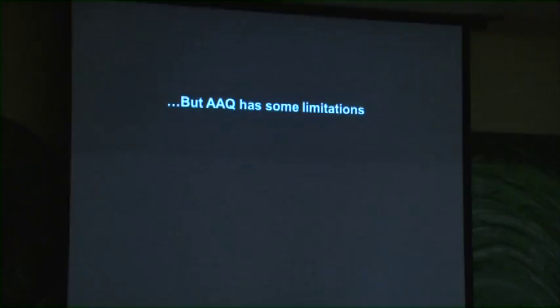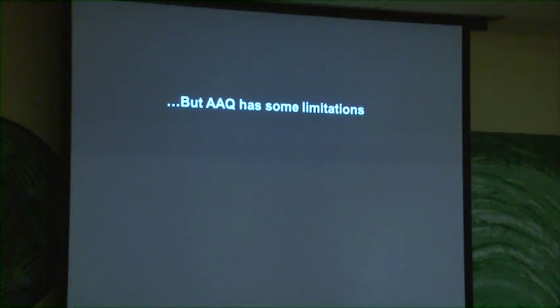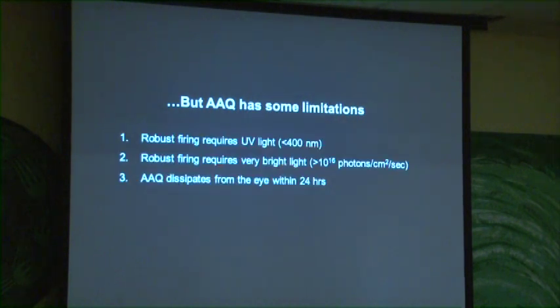So this AAQ molecule that we've already published about has some problems. The main problems are that it requires UV light, which is, of course, not going to be very useful in humans, partly because the lens and the cornea are just going to filter it out and it's never going to make it to the retina. It also requires really bright light, like standing on top of a mountain looking down in the snow at noon without your ski goggles on. And finally, this molecule dissipates rather quickly from the eye, requiring frequent resupply.